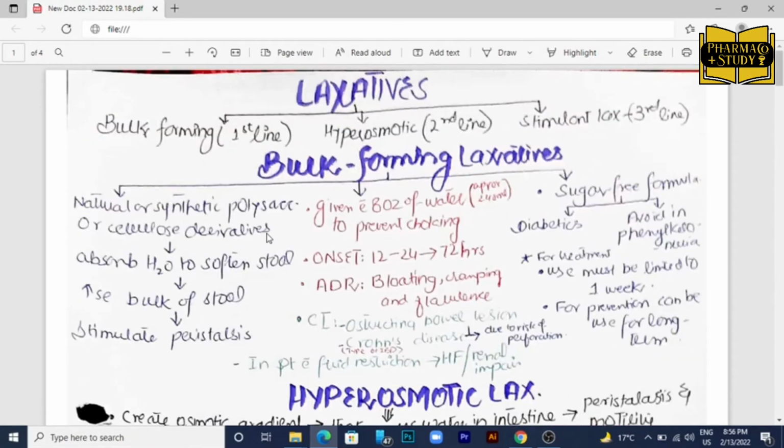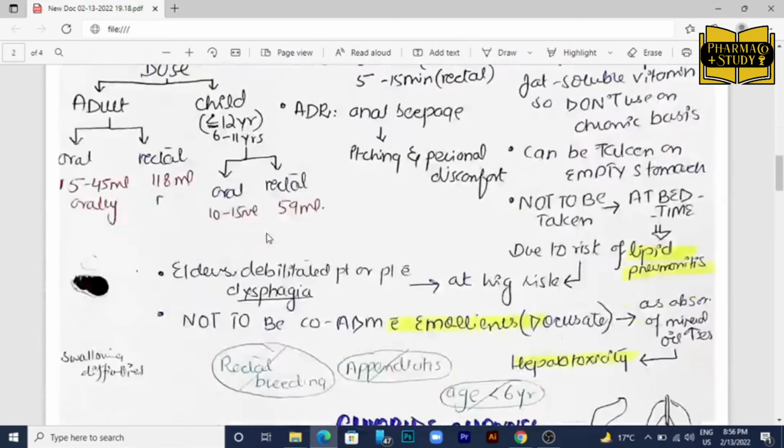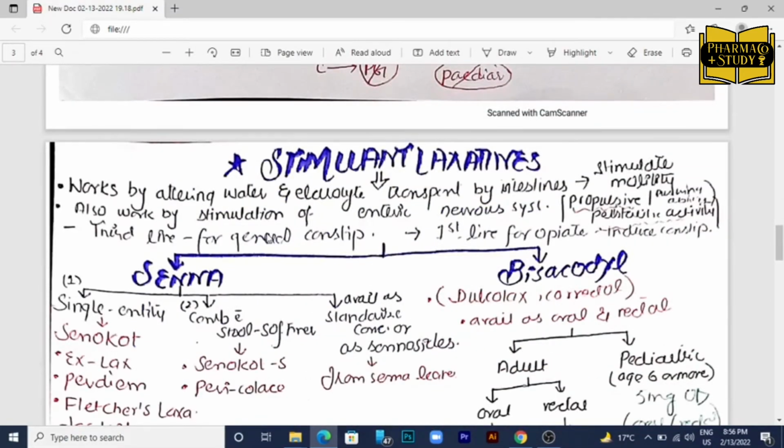And who are the third line? Stimulant laxative. And this, as I've told you, that the stimulant laxative are the first line for the opioid induced constipation. So first, let us clear first. A person comes to you who is having the opioid therapy and suffering from constipation. Which drug will you recommend to them? Write the answer in the comment section.